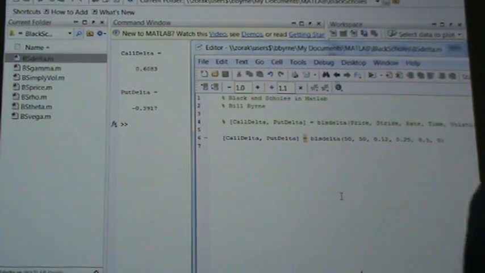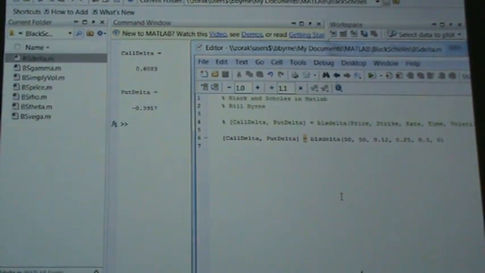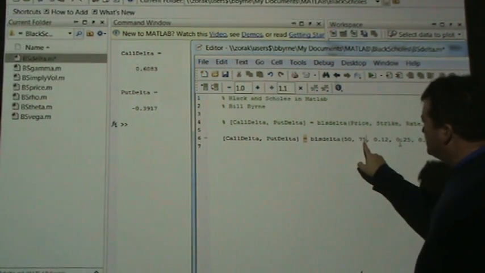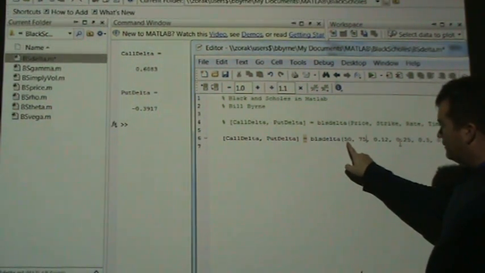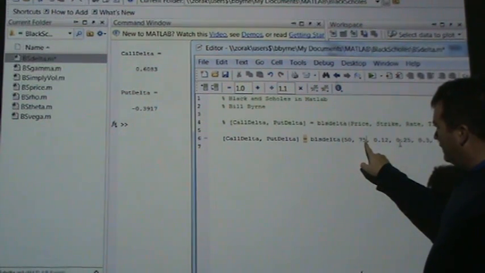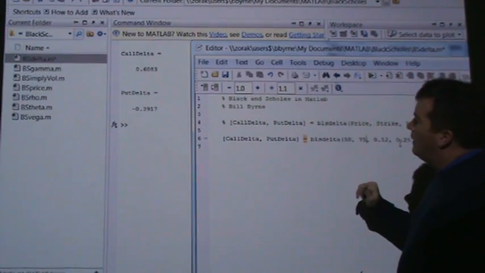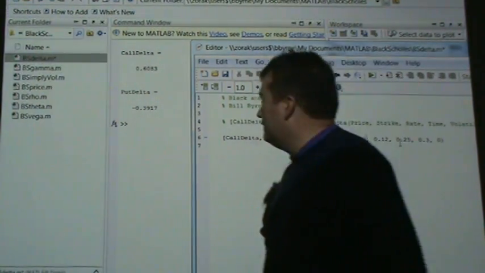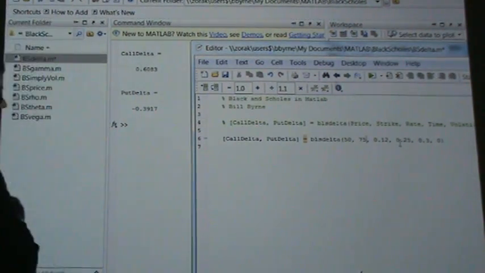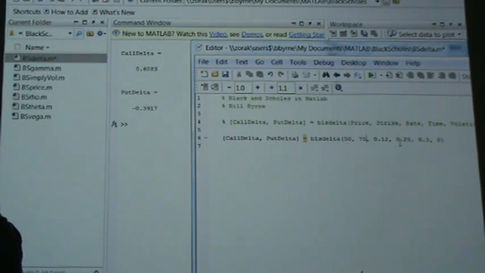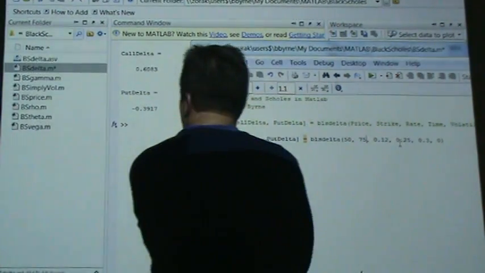Now, just to make it interesting, if we change the strike price to 75, the strike price is 75, the stock price is still 50. So if the strike was changed to 75, what effect would you think that would have on the call delta and the put delta?